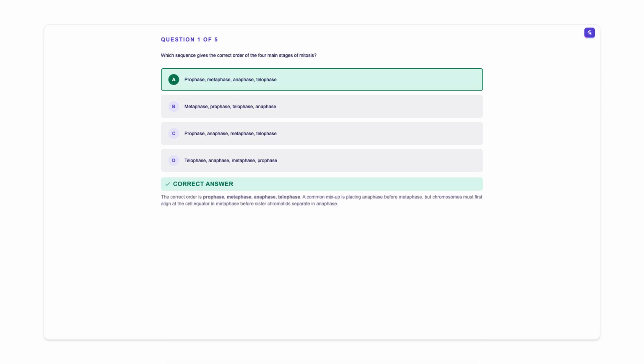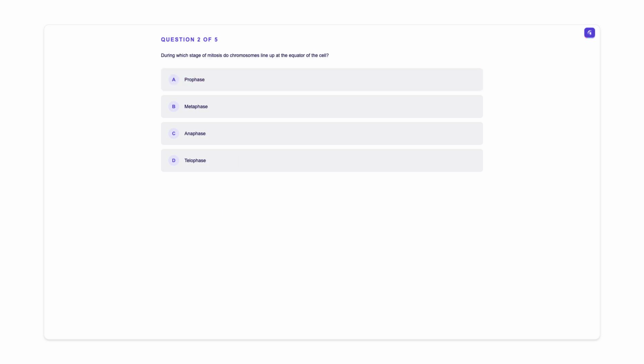The correct order is prophase, metaphase, anaphase, telophase. A common mix-up is placing anaphase before metaphase, but chromosomes must first align at the cell equator in metaphase before sister chromatids separate in anaphase. During which stage of mitosis do chromosomes line up at the equator of the cell?